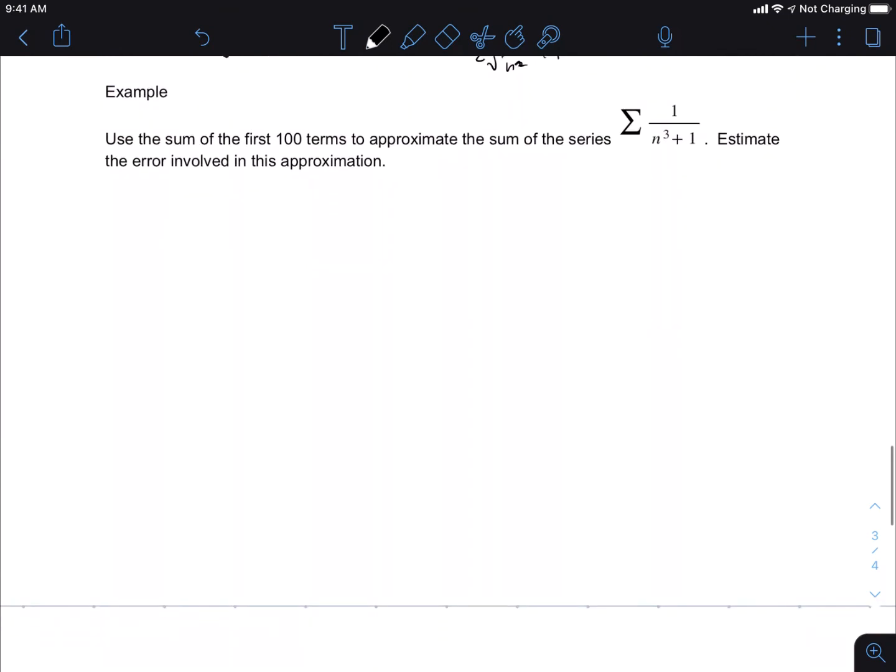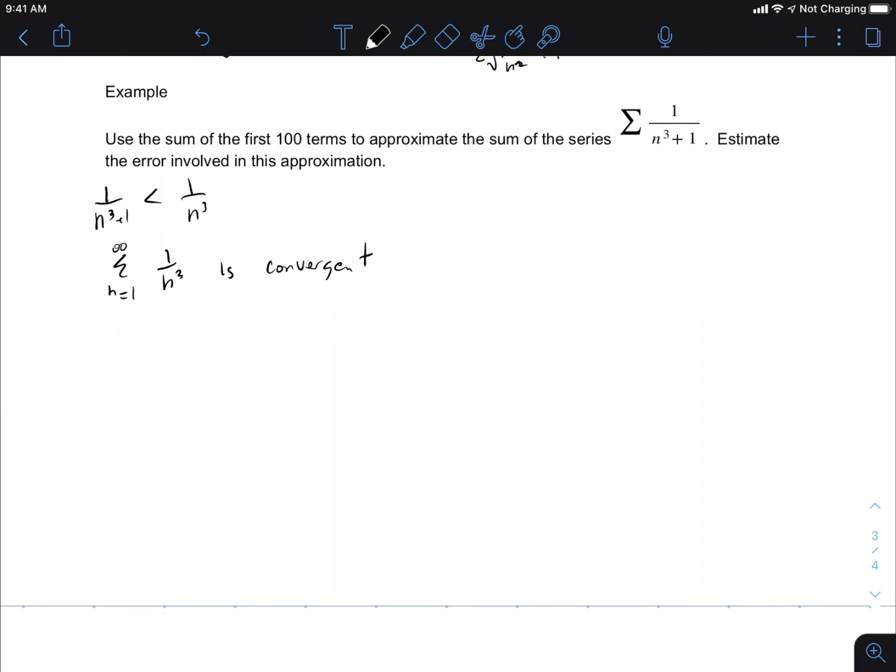And in this example here, we're going to use the sum of the first 100 terms to approximate the sum of the series. Estimate the error involved in this approximation. So the first thing that we're going to do is find something that we can compare it to, and we can see that 1 over n cubed plus 1 is clearly smaller than 1 over n cubed, and we know that 1 over n cubed is convergent. So that tells us that what we have here is going to be convergent.